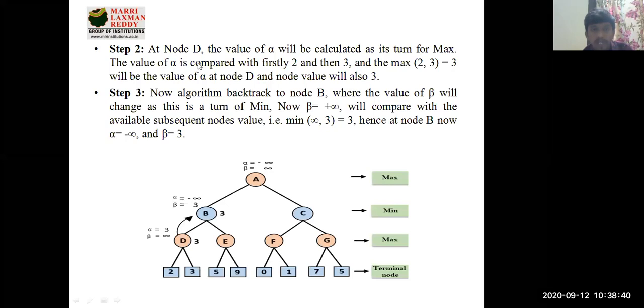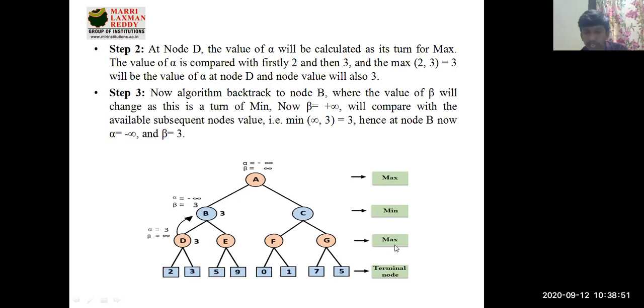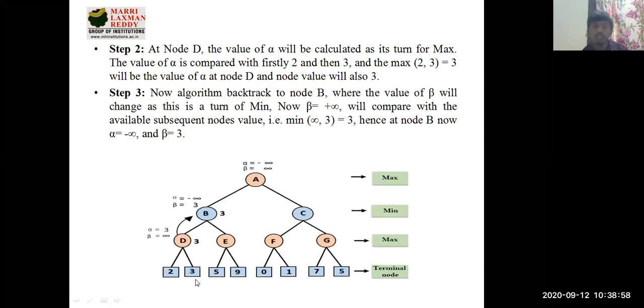The value of alpha is compared with firstly 2 and 3. For node D, you have the values 2 and 3, and this is your maximum level. If it is a maximum level, you need to take the maximum value of these two. Among 2 and 3, the maximum value is 3. That is what we take, and node D will be allocated the value 3. And above node D, you can see the value of alpha is updated to 3.